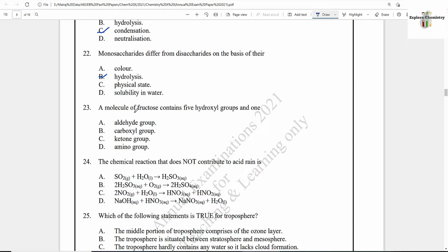Number 23, a molecule of fructose contains 5 hydroxyl groups and 1 carbonyl group. It is a carbohydrate. Carbohydrates contain either an aldehyde functional group or a ketone functional group. In case of fructose, a ketone group is present. So C is the answer.